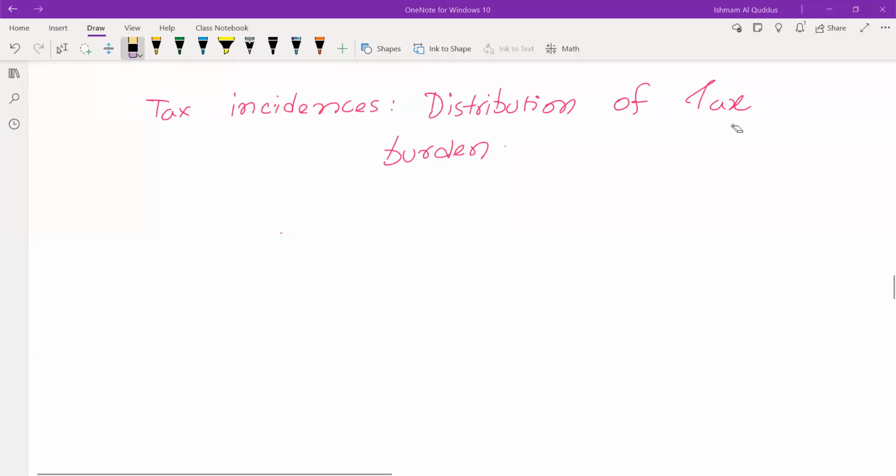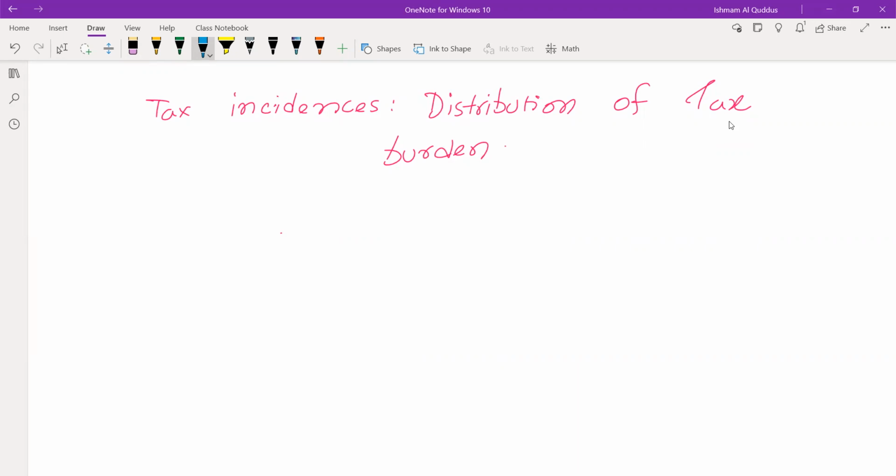So this would be our last lecture video on the topic of welfare economics and efficiency. Now we are going to see the concept of tax incidences. So earlier I mentioned that whenever there is a tax regulation, both the parties suffer. That is, both the suppliers and the buyers suffer from taxation. So they have to share the tax burden.